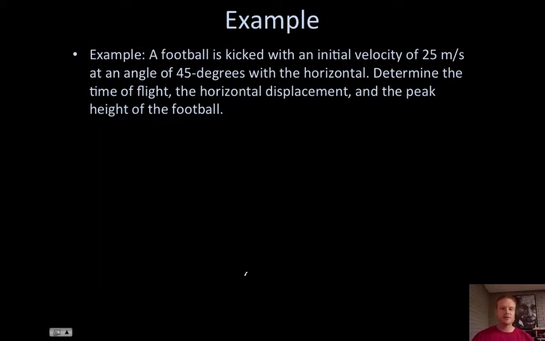Alright, so this is the same problem from the previous slide. I just transferred it to a slide so I have more space to do some drawing and all that good stuff.